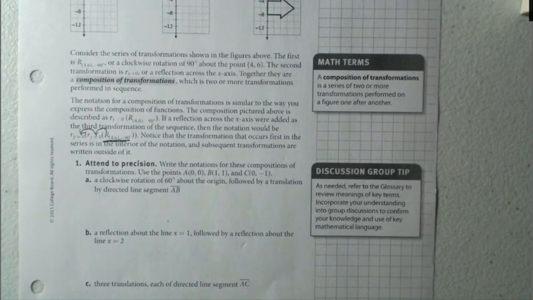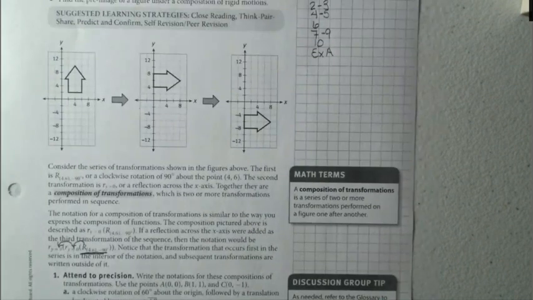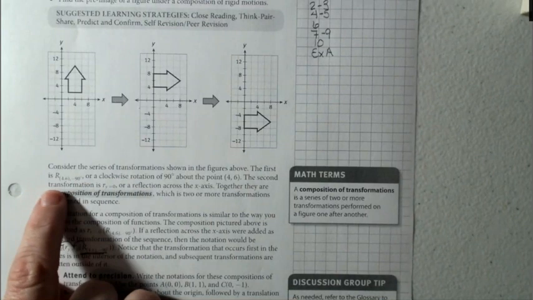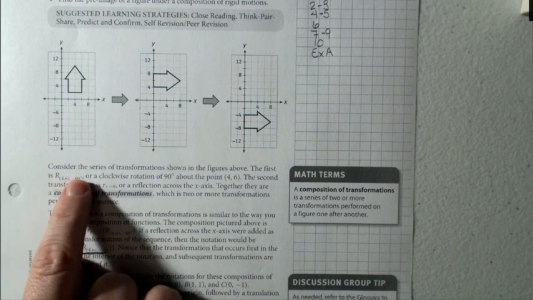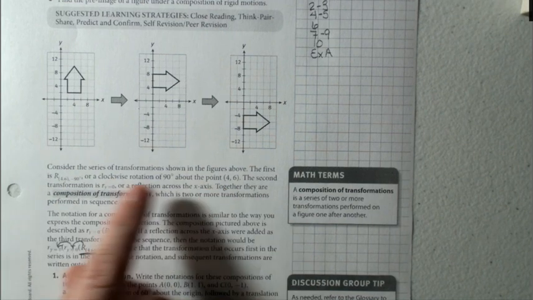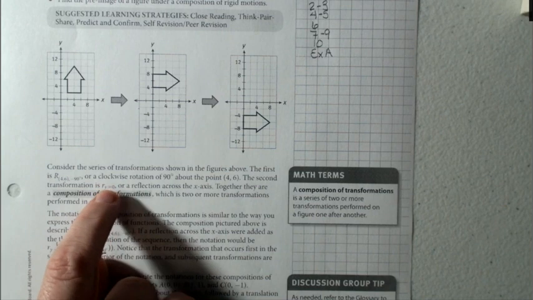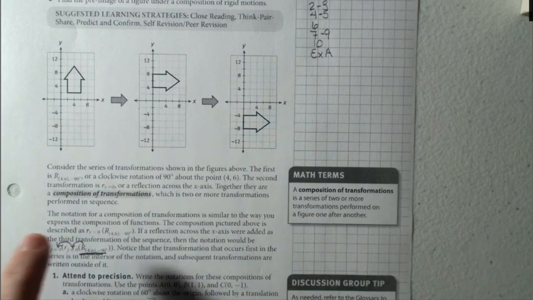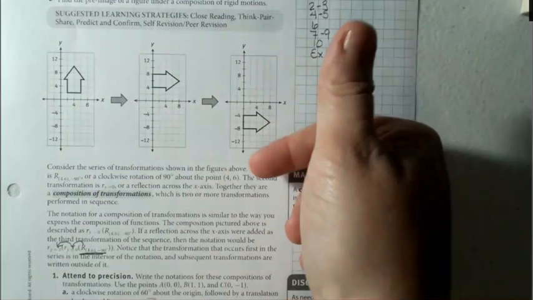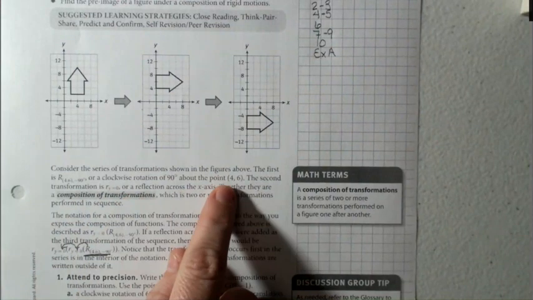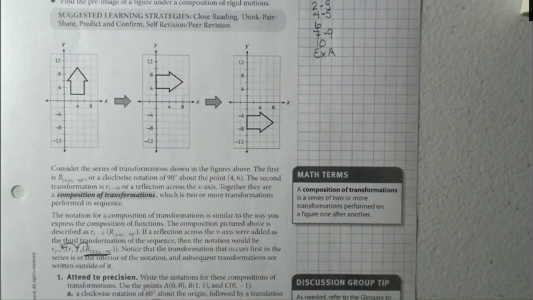It says, consider the series of transformations shown in the figures above. The first is a rotation about the point (4, 6), clockwise 90 degrees. The second transformation is a reflection over the x-axis, so y equals 0. Together, they are called a composition of transformations, which is 2 or more transformations performed in sequence.